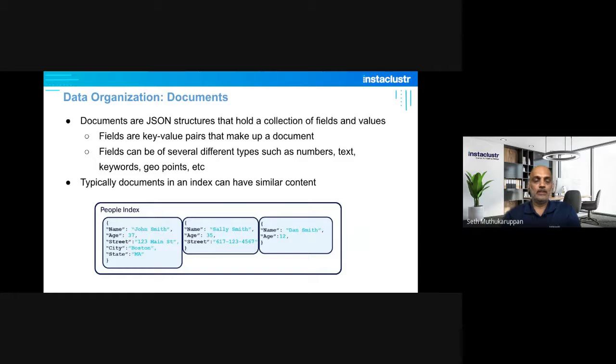If you look at the documents, they are JSON structures that hold a collection of fields and their values. The fields are key value pairs that make up a document. They can be of several different types, such as numbers, text, keywords, geopoints, etc. Typically, documents in an index can have similar content, but not necessarily the same content. Here's an example of a people index, which has information about people in a company, and as you can see, not all of the documents have all the fields.